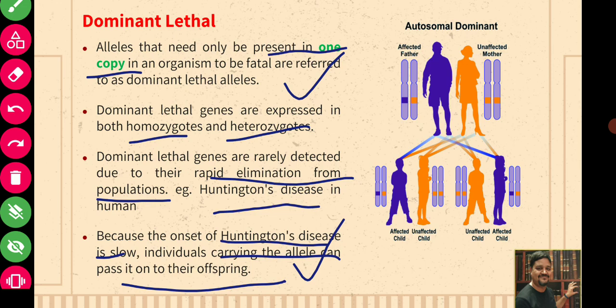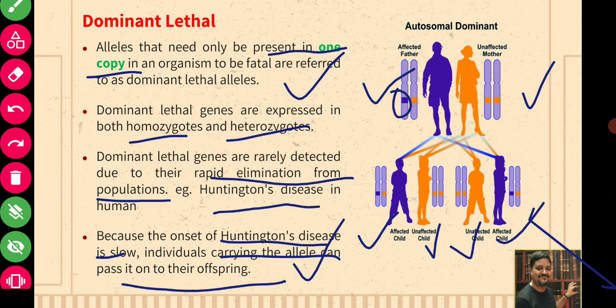So here you can see, this is the affected father, this is the unaffected mother. That means the allele shown in blue is causing the affection. After mating, progenies are produced: the affected male, unaffected female, unaffected male, and affected female. So here you can see, this is not a sex-linked inheritance, but whenever this dominant allele comes, it will cause the death of the bearer. So that is the dominant lethal. There are a few examples in animals also, but since Huntington's disease is slow in progression, we can study this disease as an example of dominant lethal.